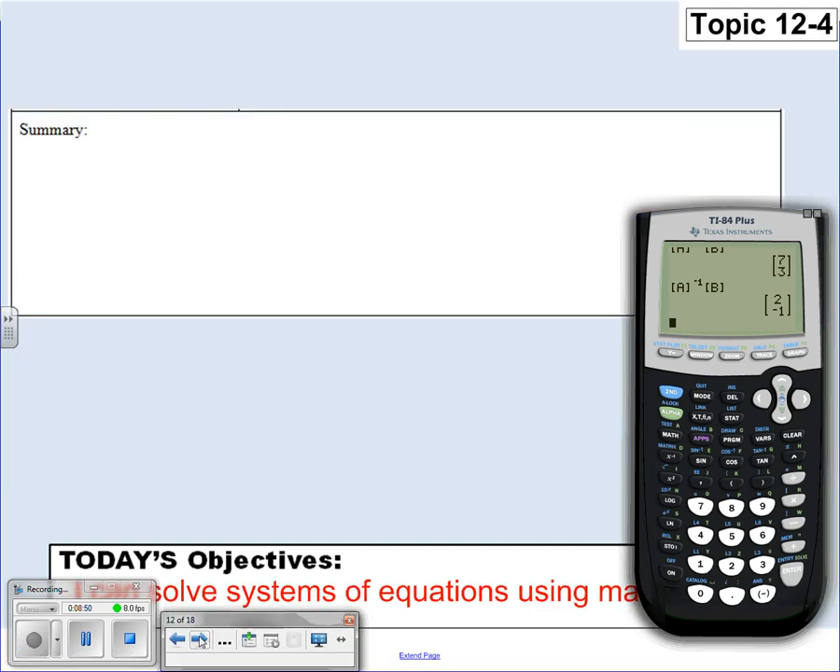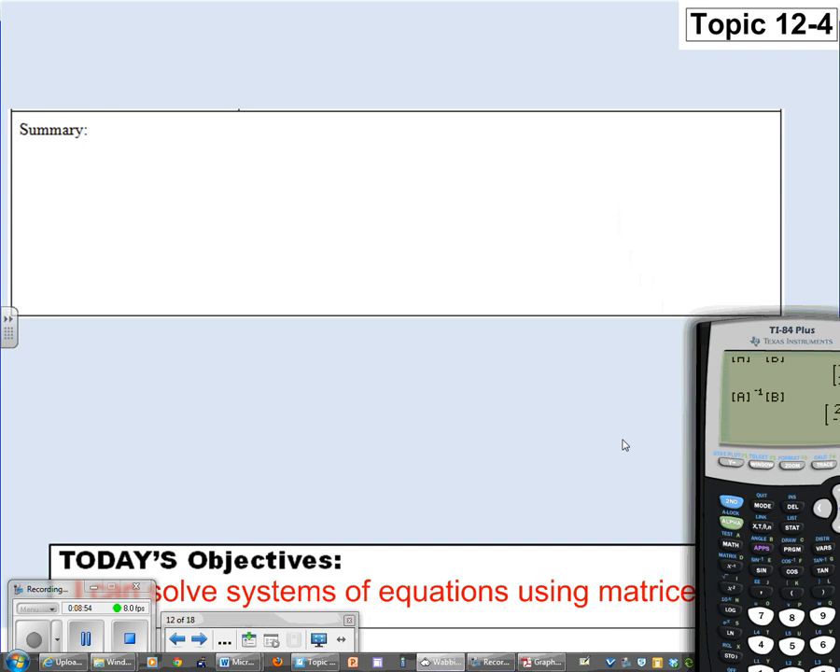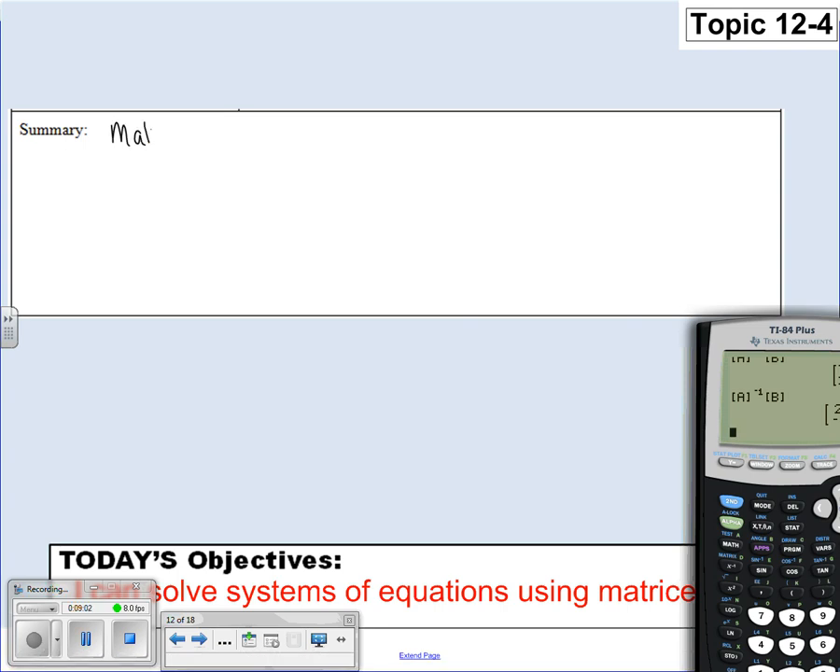So let's complete our summary. How do we solve systems of equations using matrices? Well, first thing we had to make sure is that our equations are in standard form. This method does not work if your equations are not in standard form. So make sure equations are in standard form.